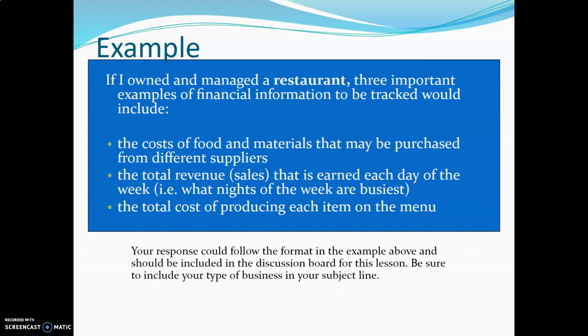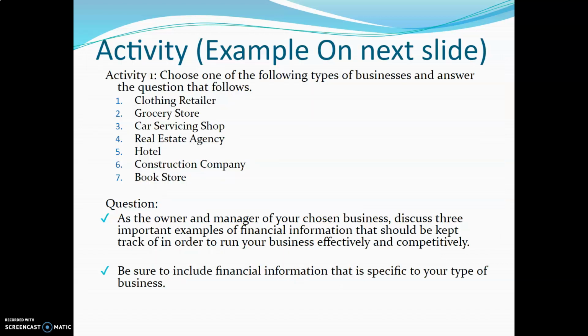So here's an example. We take a look at what exactly is involved and who exactly uses accounting. So if I owned and managed a restaurant, 3 important examples of financial information that can be tracked would include the cost of food, materials that may be purchased from different suppliers, the total revenues that is earned each day of the week, total cost of producing each item, possibly even taking a look at how much you make from each item on your list and trying to adjust your menu accordingly.